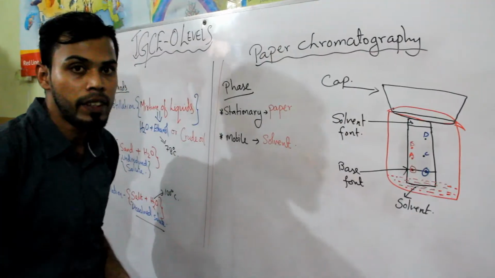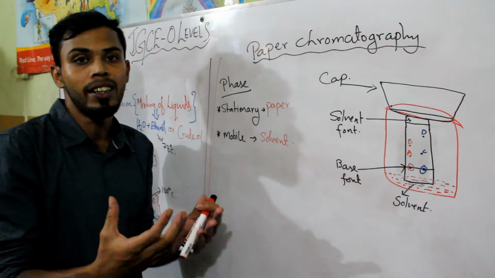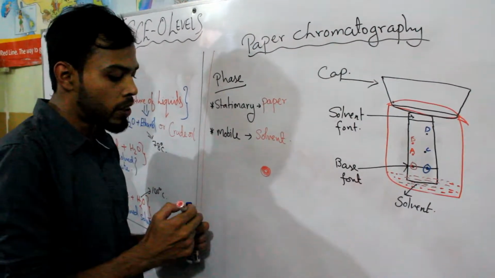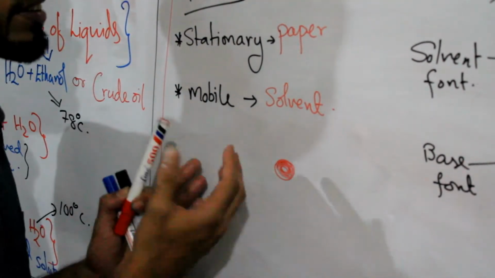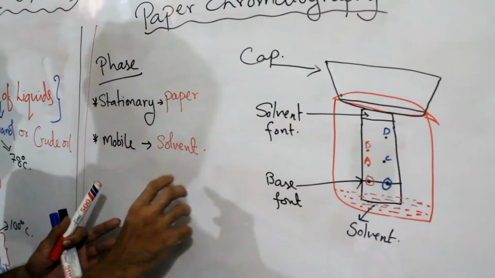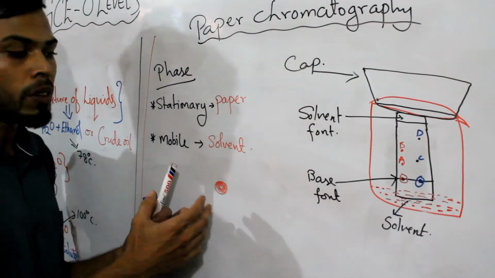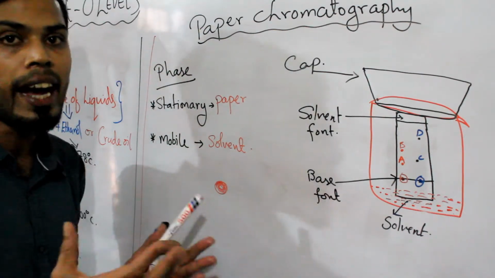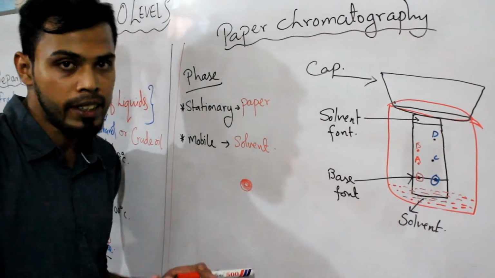Paper chromatography is a technique to separate two or three different colors. This is a red paint, a red color. Don't think it is only red dye. It may not contain one type of dye; it may contain two or three different colored dyes mixed together to make this reddish color. We need to find out which dyes are present inside this reddish marker. This is the process for separating the colored dyes.